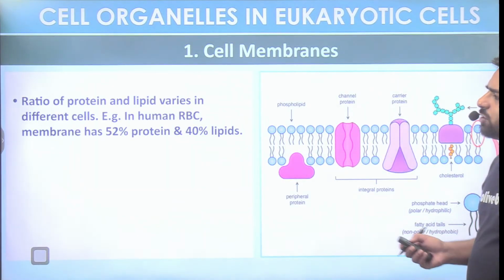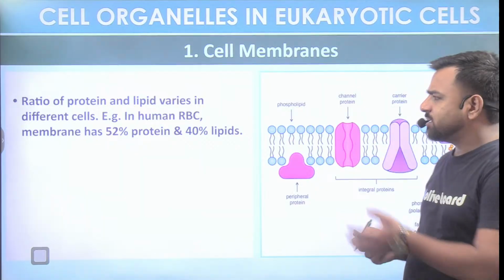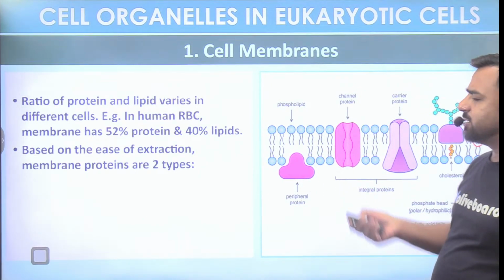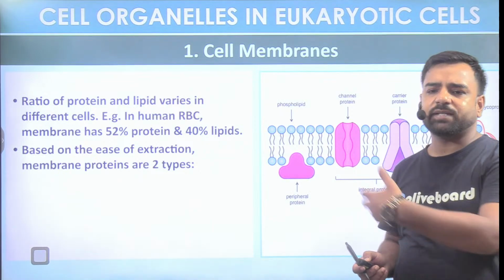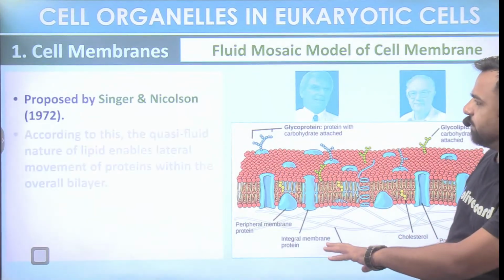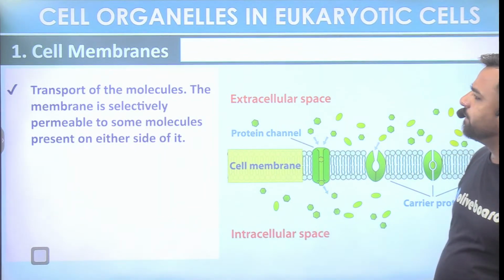Okay, so the ratio of protein and lipid varies in different cells. For the human RBC, it's 52% protein and 40% lipids. So yes, our cell membrane is made up of lipids and protein. That is the perfect example. So no need to go with that portion. We can ignore it. Okay.